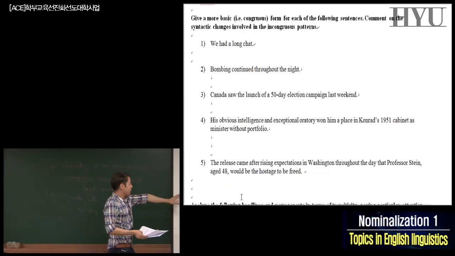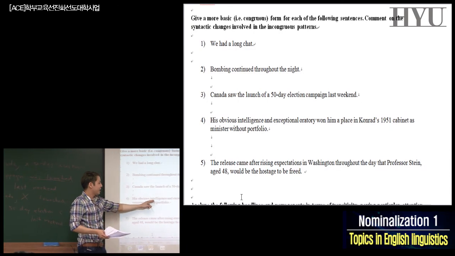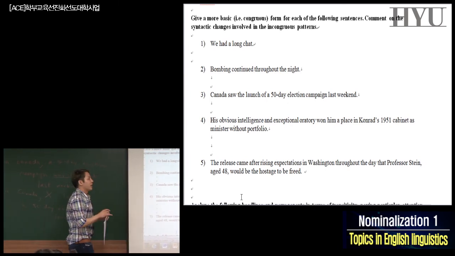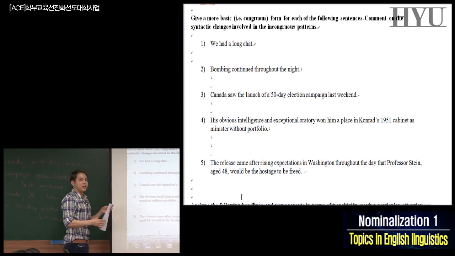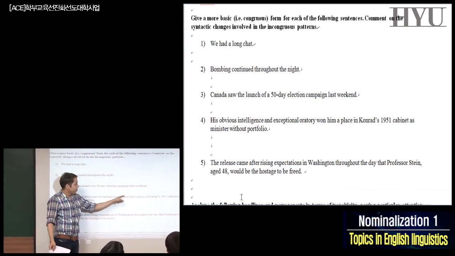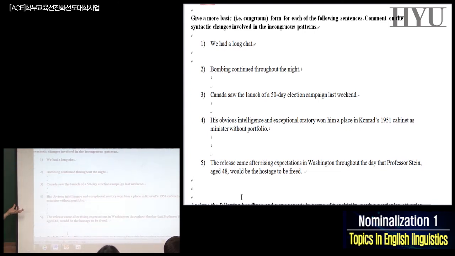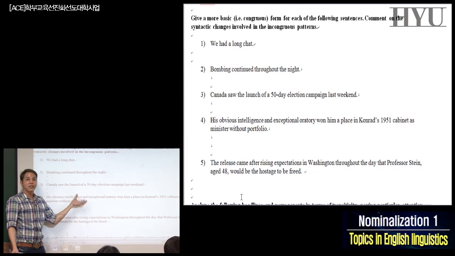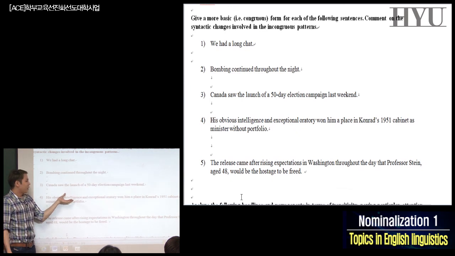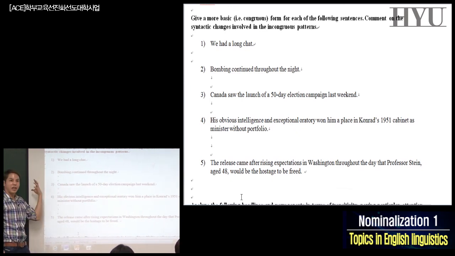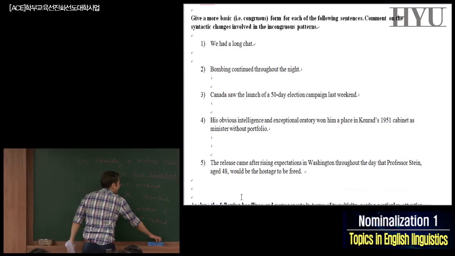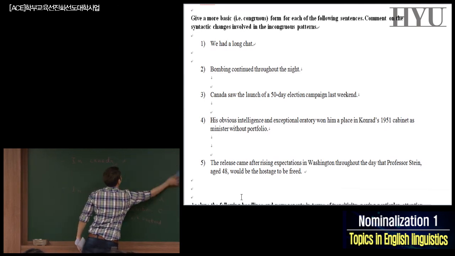Now, going to number 4, you have his obvious intelligence and exceptional oratory. Oratory is like speaking skills, public speaking skills. So his obvious intelligence and exceptional oratory won him. So you see won, this is a material process, a process of doing, and it's causative, to cause him to win. So in this case, they are not the typical actors that we would think, because they cannot really cause somebody to win. So we need to unpack the meaning.